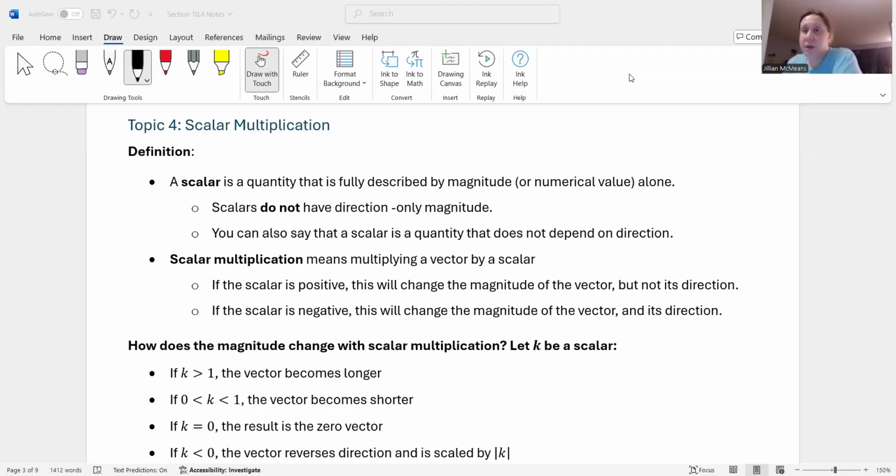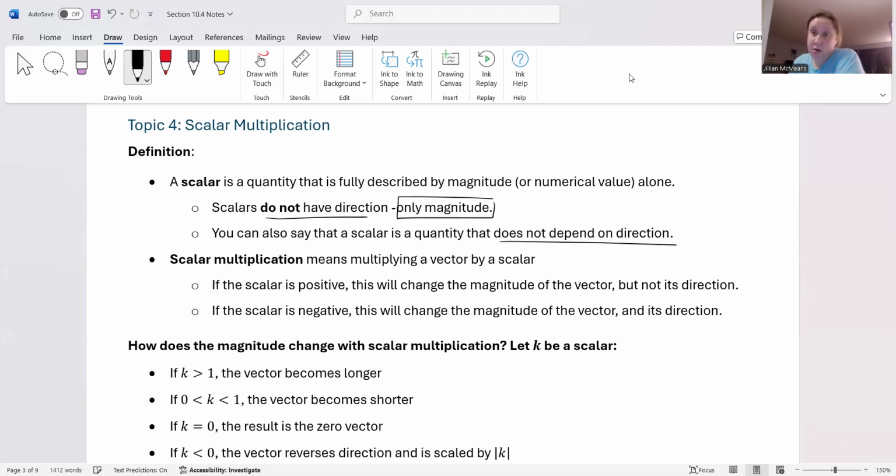And so we talked about a scalar as magnitude when we were talking about velocity. So velocity is speed with a direction, okay? So the speed is the magnitude of velocity. So the speed is this scalar thing that can just be the magnitude, okay? So again, the scalar does not have direction. It's only magnitude.